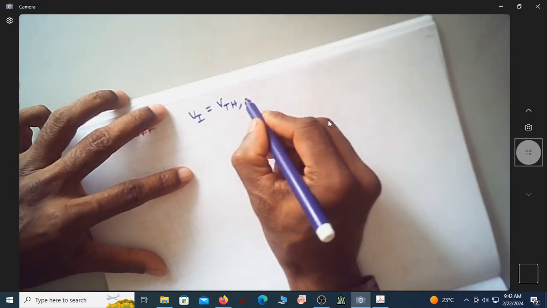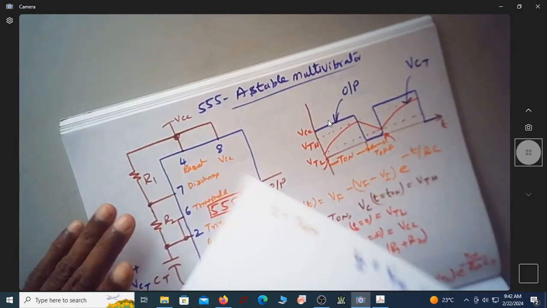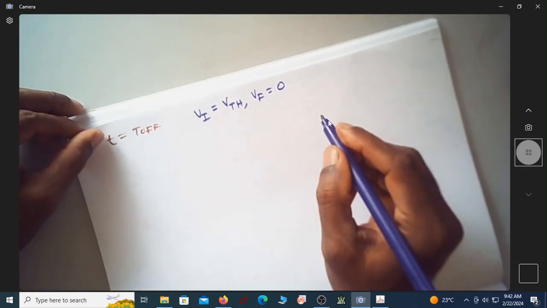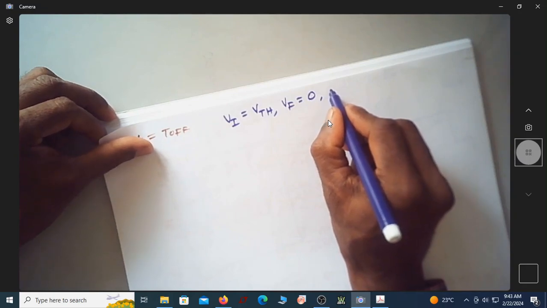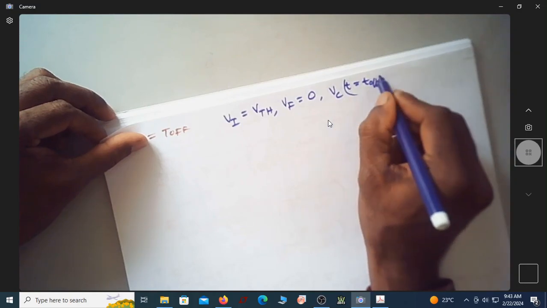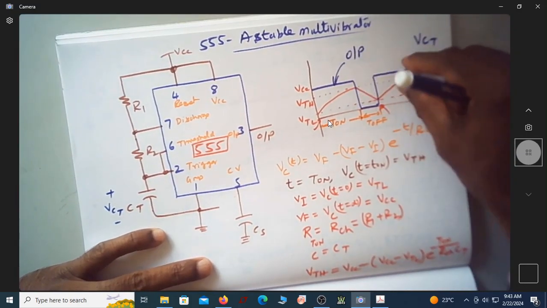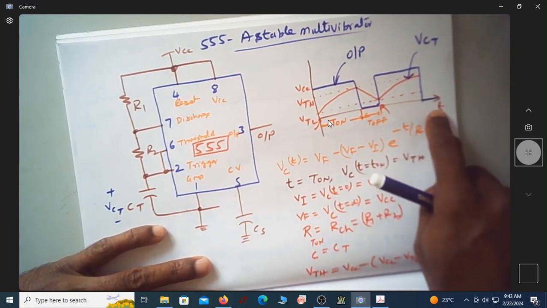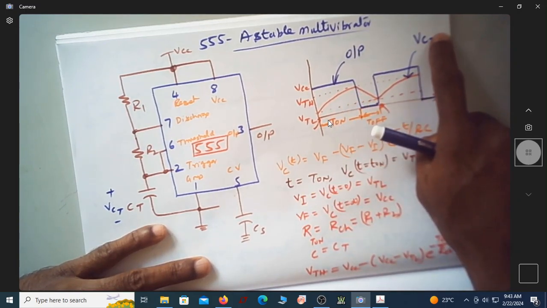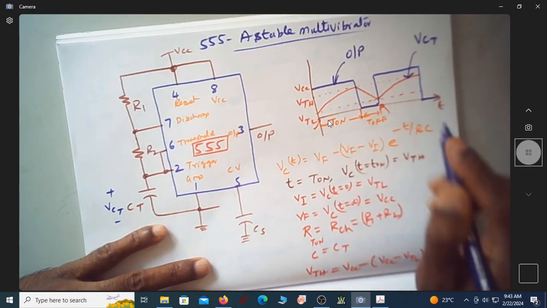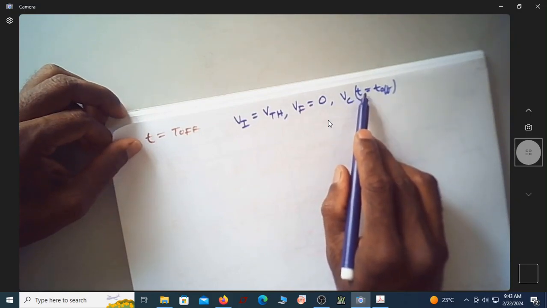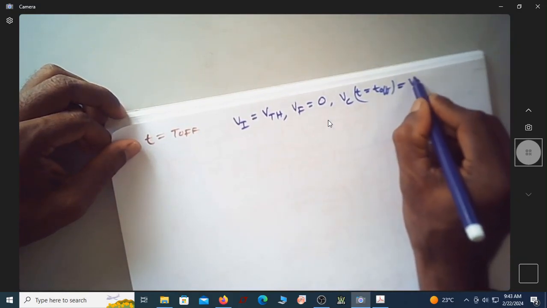What is the final voltage? Suppose it is allowed to discharge for infinite time, where will it go? It will go up to 0. So this V final is 0. What is the voltage of your capacitor at t equal to T off? When the capacitor is discharging, if it is allowed to go up to infinite time, it will be 0. But at the end of T off time, how much is your capacitor voltage VCT? Is it equal to VTL? So I can write VCT at t equal to T off is actually VTL.